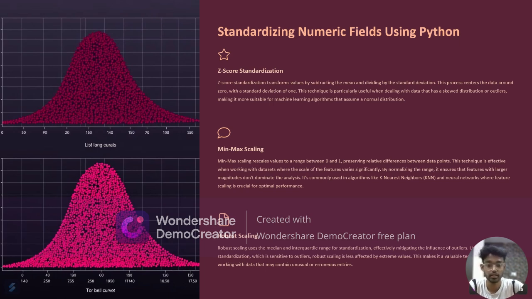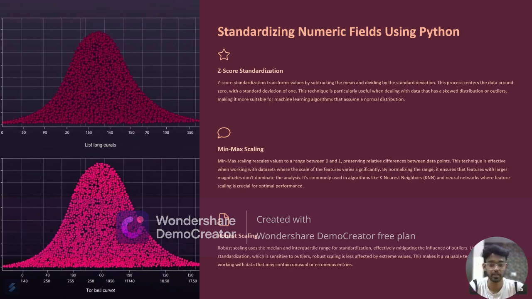Min-max scaling. This method rescales values to a range between 0 and 1, preserving relative differences between data points. This technique is effective when working with datasets where the scale of features varies significantly. By normalizing the range, it ensures that features with larger magnitudes don't dominate the analysis. It is commonly used in algorithms like k-nearest neighbor and neural networks where feature scaling is crucial for optimal performance.